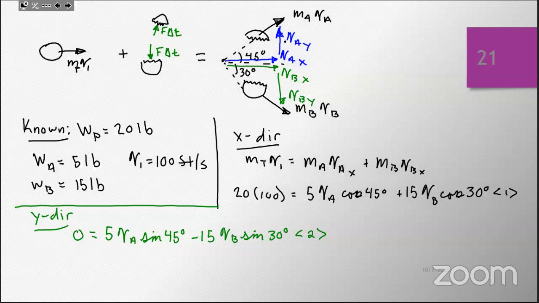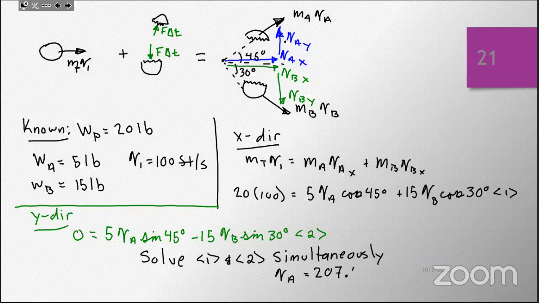You can throw them in your calculator. Do it however you like. Use your favorite solution method, right? But if I solve 1 and 2 simultaneously, I get VA is equal to 207.1 feet per second, and VB is 97.6 feet per second. So what is this telling me?